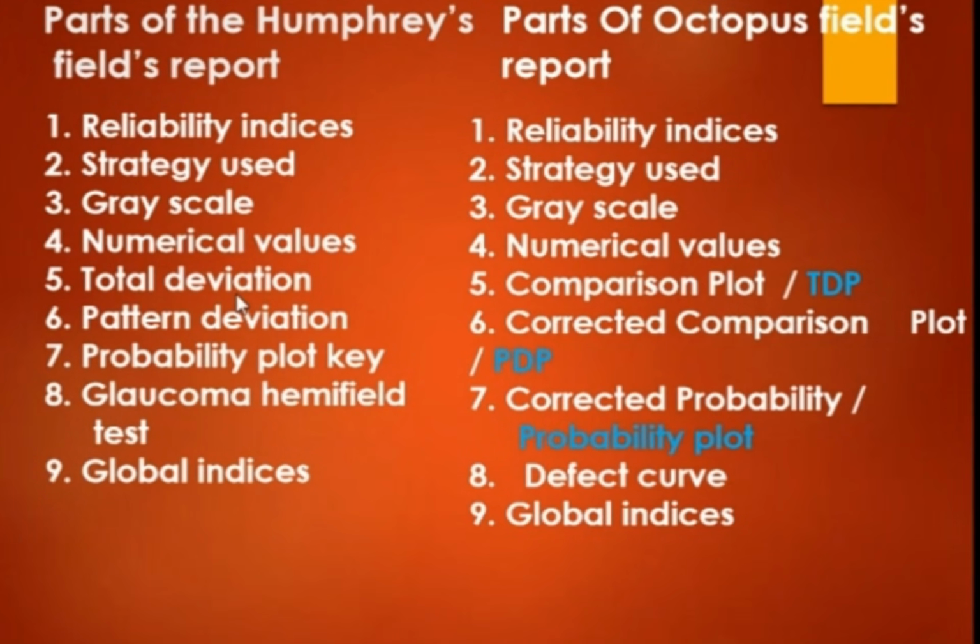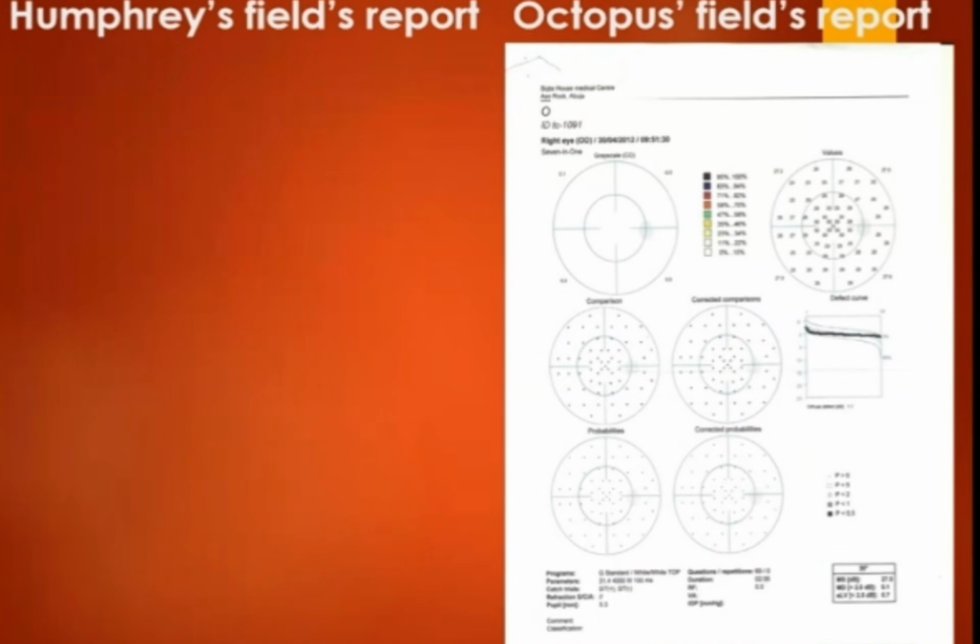We have total deviation for Humphrey. Then we have comparison plot for Octopus. We have pattern deviation for Humphrey. We have corrected comparison for Octopus. Then we'll have the glaucoma hemifield test. We'll have the defect curve. That is the Bebe curve, like I showed us earlier. We'll have the global indices for Humphrey. We'll also have the global indices for Octopus.